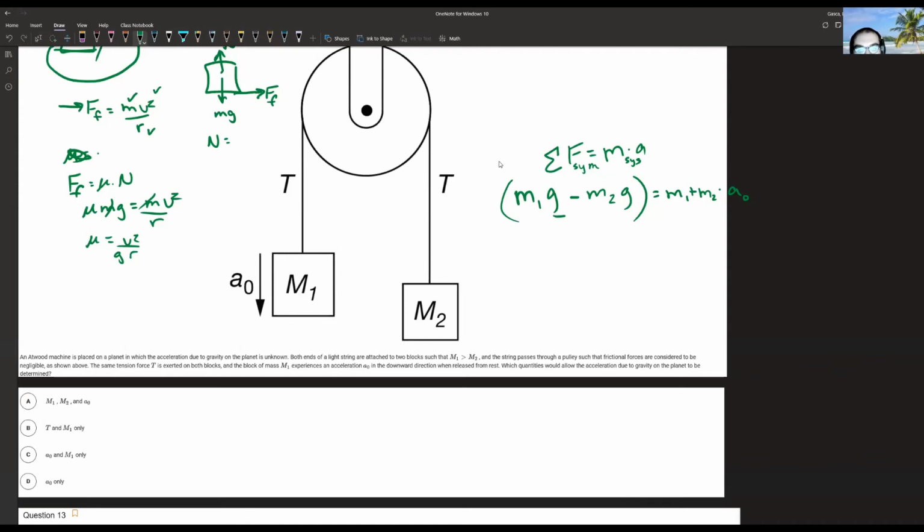So they want us to find the gravitational field strength g on this planet. We could say g factored out, M1 minus M2, equals M1 plus M2 times A original. So what do we need? We just need the two masses and the acceleration. Then we can solve for g.